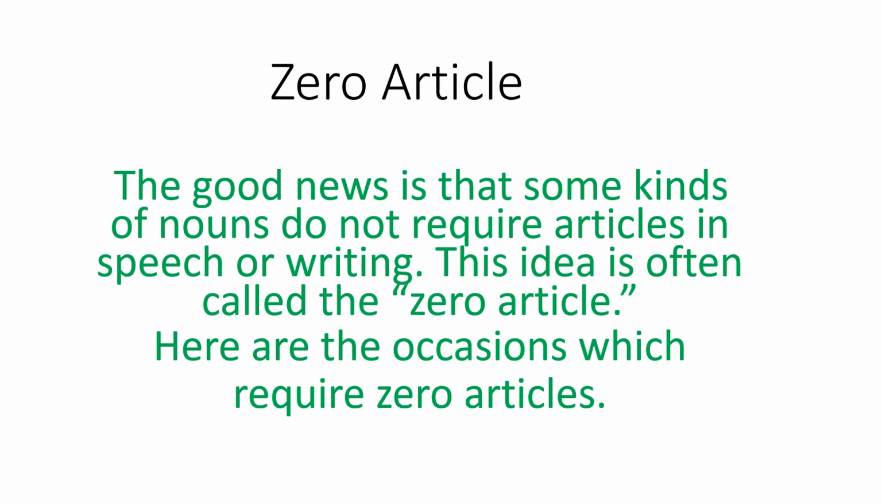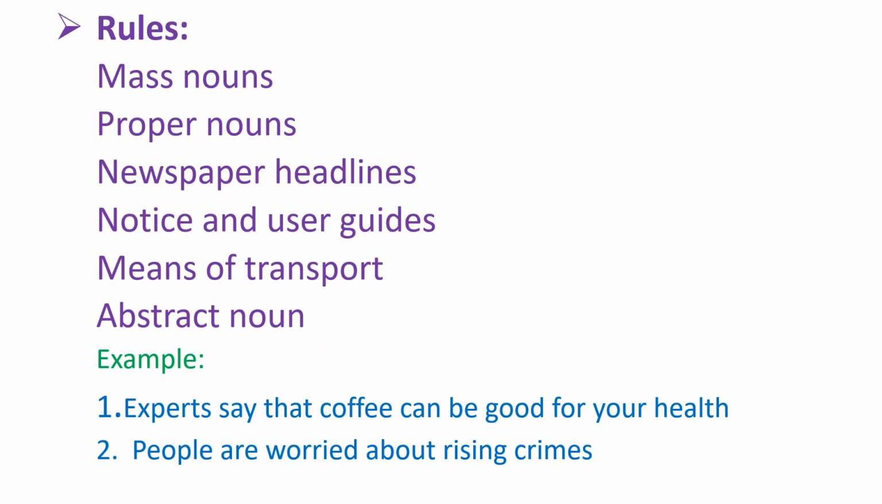Zero articles. There are certain situations in which a noun takes no article. No article is used when a plural countable noun is generic or none is specific. Sometimes using an article for a noun or noun phrase is not necessary. In this case, we do not use any article to make a general statement or categorical statement. We use zero article. Let's discuss the rules.